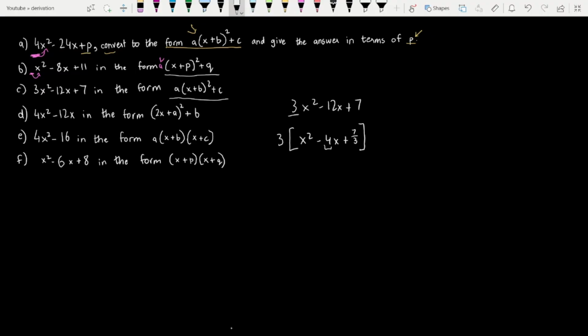And now we divide this middle number by 2, that's just going to be 2. So we are going to put our 2 brackets in here, put a square on top of that, and we are going to have, wait, no, actually we're not going to do that yet, my bad.